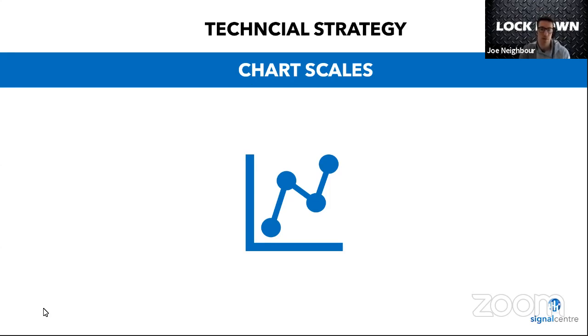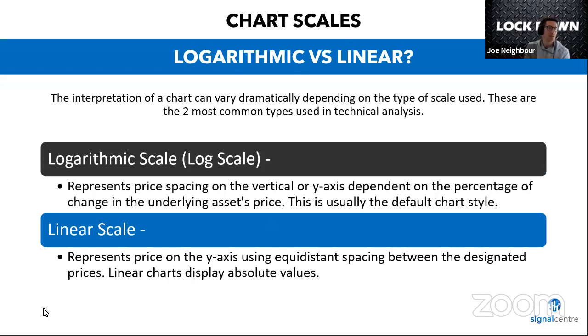Most traders are unaware of how price scale is set. It's worthwhile checking with your chart providers and your trading platforms which scale it's set to, because there are some key points that you need to consider. The interpretation of charts can vary quite dramatically when you're looking at these two different types of price scales. A logarithmic scale spaces price on the vertical axis dependent on the percentage change of an underlying asset. This is usually the default setup, though it's not always the case. I think TradingView don't necessarily default to log scale, but I will come on to show you some examples of this. On a linear scale chart, prices are spaced using equidistant spacing, and it's designed to show you absolute values.